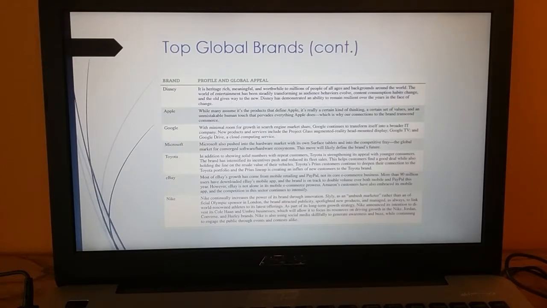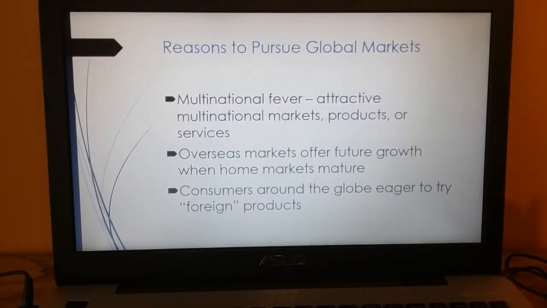How those are perceived worldwide. Okay, so why do we want to pursue a global market? So one is this whole idea of multinational or global fever. It's this idea that multinational brands are very attractive, and that kind of thing. There's also overseas markets offer a lot of growth, whereas here many products might be mature.